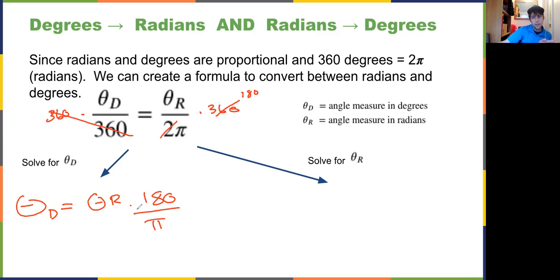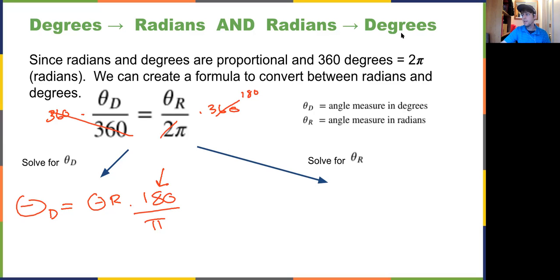Now, I separated that angle measurement in radians out of the top because we can factor it out of the numerator. So here's what we do. To find an angle measurement in degrees, we take our angle measurement in radians and multiply it by this constant. That's going to be the formula we use.